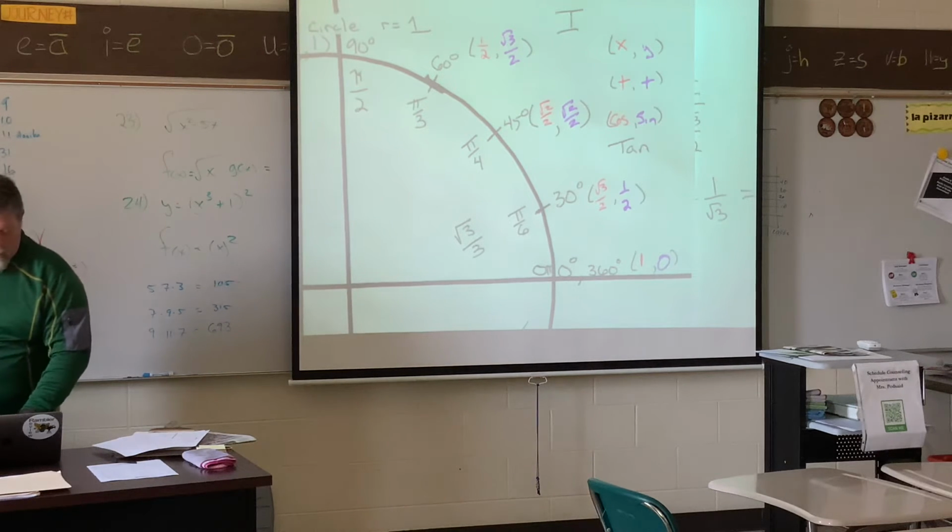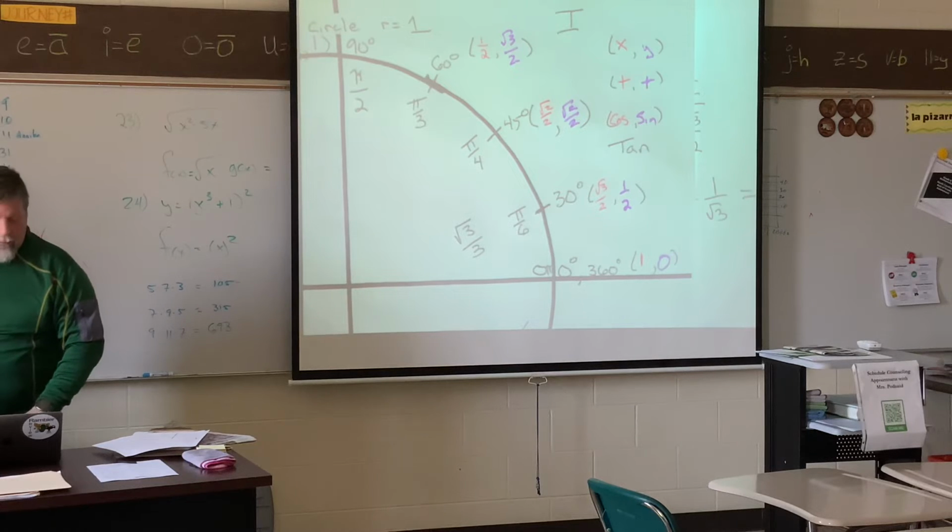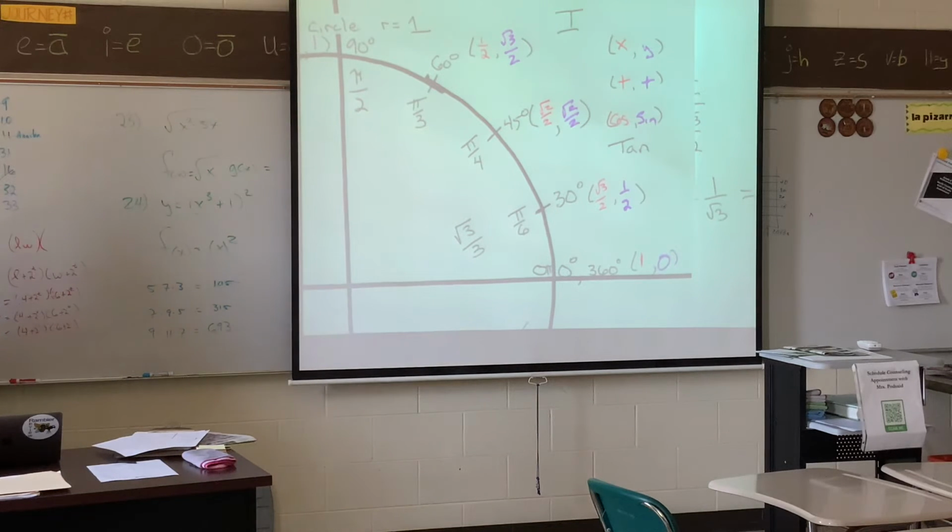So tangent should be the hypotenuse. Yes. So it's square root of 3 over 3, 1. Square root of 3 over 3. But it's a unit circle, so for a tangent, it's square root of 3 over 3.